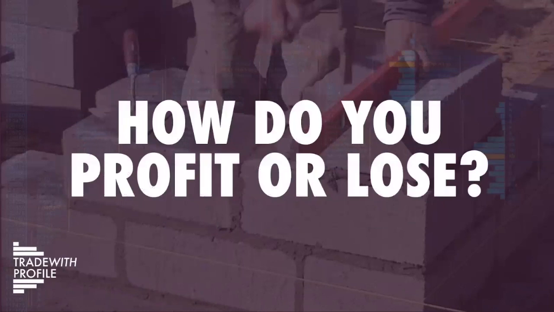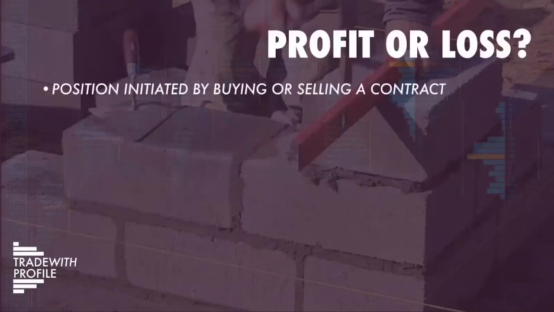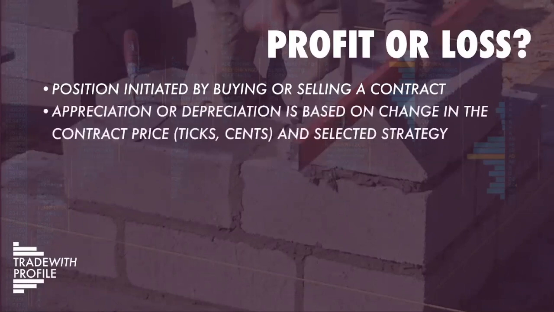Okay, how do you profit? How do you lose? Well, you'll initiate a position much like a futures contract, because an option is a type of future as well. So you can actually buy to initiate, or you can sell to initiate a position. And then appreciation or depreciation is based on the change in the contract price, so ticks or cents, and the selected strategy. Selected strategy being key in that there's lots of ways that you can compile positions in options that are more complex than just trading stocks or even futures outright. That's why we're talking about options after we've talked about the other two.